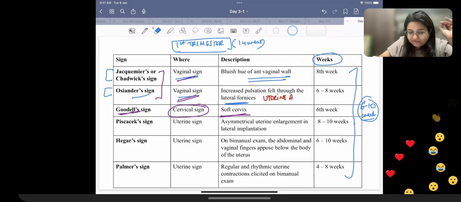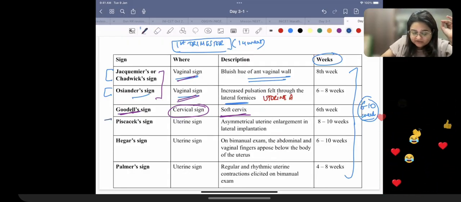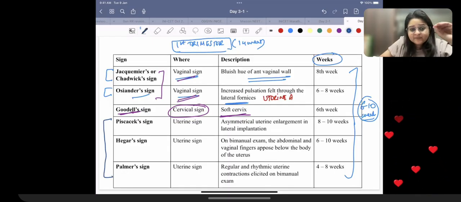Okay. Then you have three uterine signs. What are the three uterine signs? The Piskacek sign, the Hegar sign, and the Palmer sign.